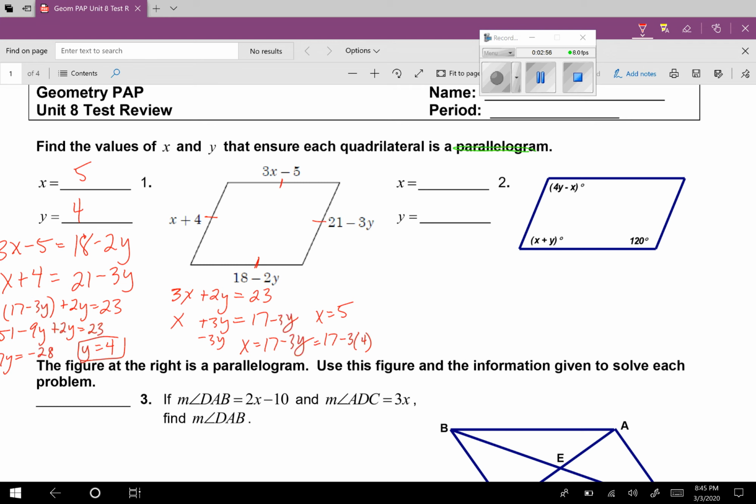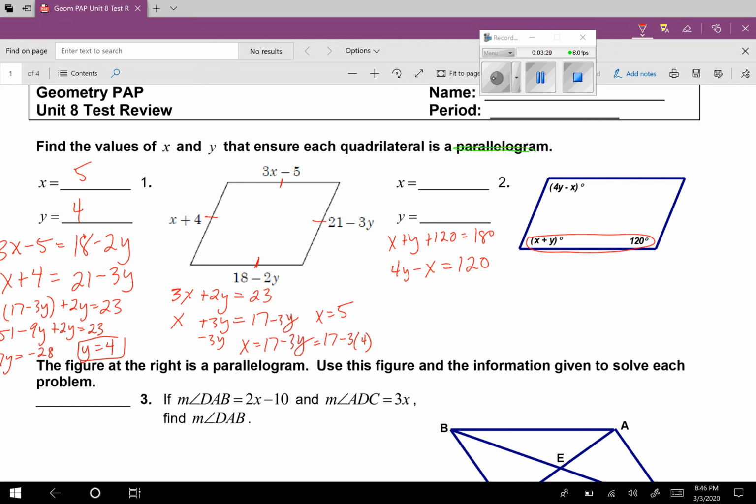we've got angles. And we have to remember our opposite angles are equal to each other. And the ones that are right next to each other, they're supposed to add up to 180. So I'm going to use these together here. So x plus y plus 120, that's equal to 180. And then now we can do these here. 4y minus x should be equal to 120.